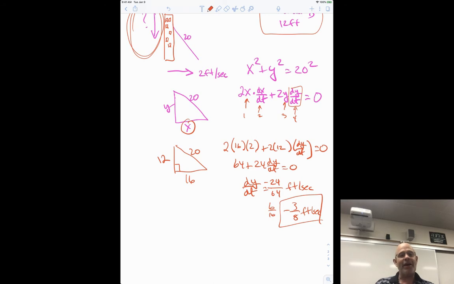Why negative? Some people want to say it's negative because it's going down. It's not actually negative because it's going down, believe it or not, and we'll see this in another example. It's negative because the distance is getting smaller. Seems like the same thing, but it's not exactly the same thing. It's negative because it's getting smaller.